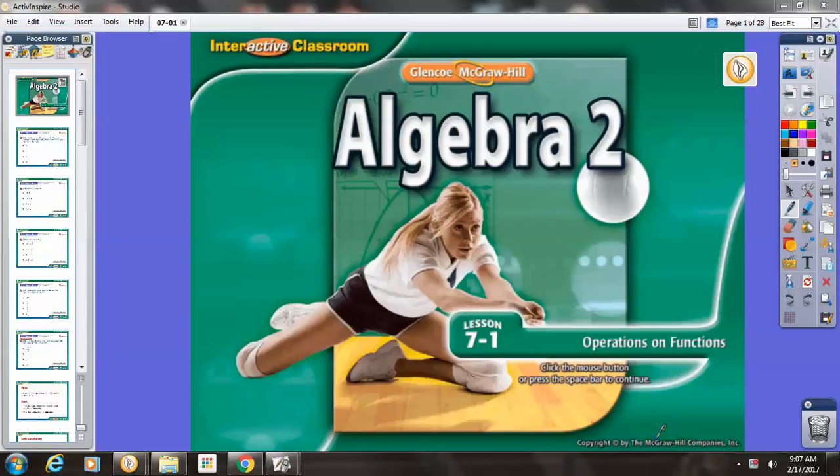This is section 7.1. We are dealing with operations on functions. When I say operations, I'm thinking add, subtract, multiply, and divide. Those are the 4 operations that we know. We are going to add our functions, subtract them, multiply them, and divide them, as well as do some other stuff with compositions. So let's start with the adding, subtracting, multiplying, dividing.